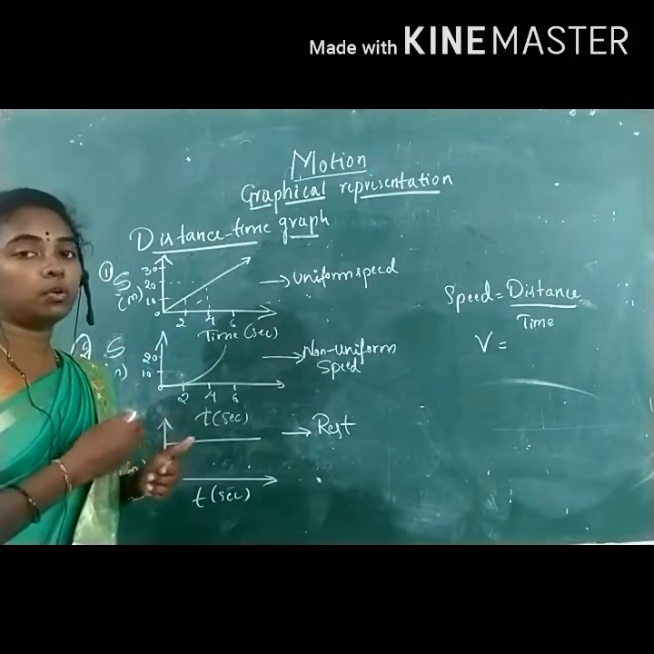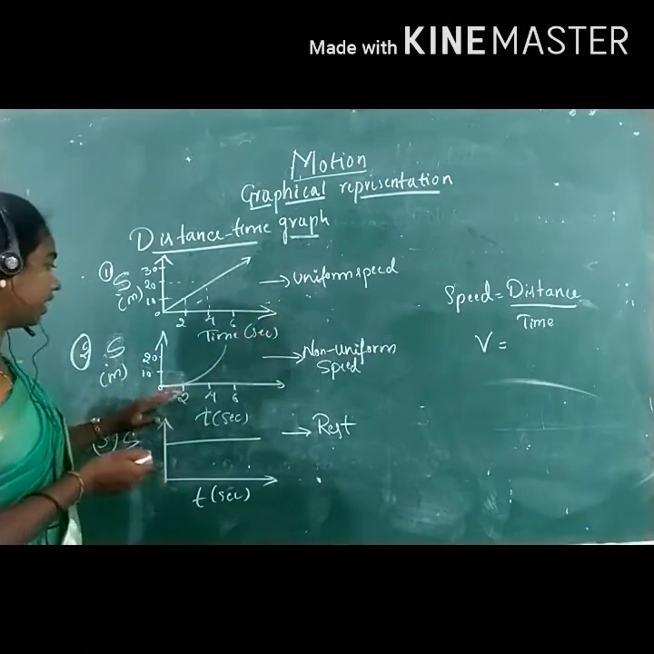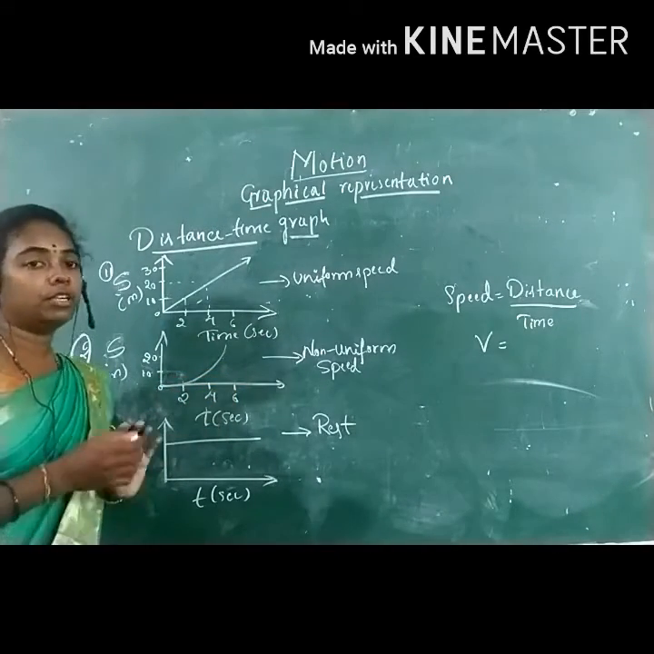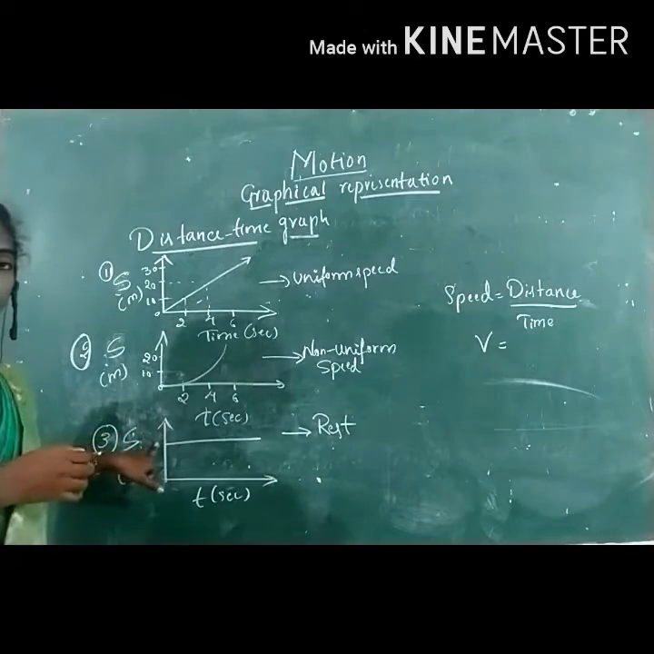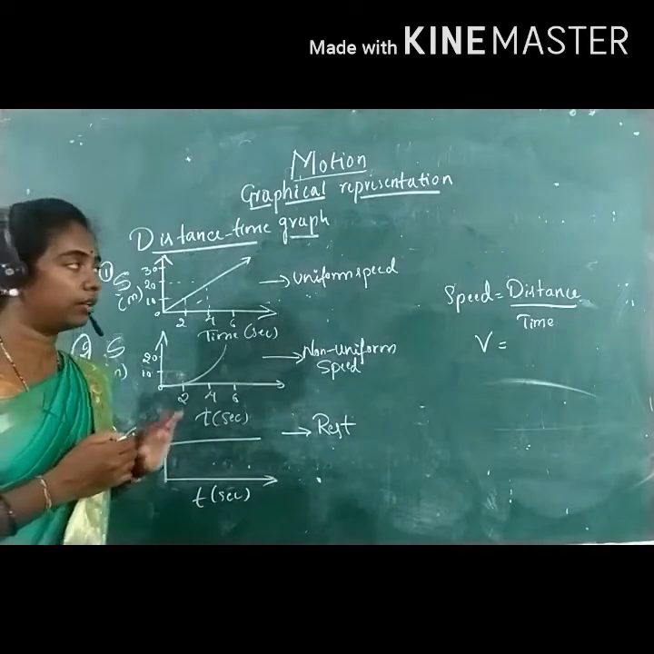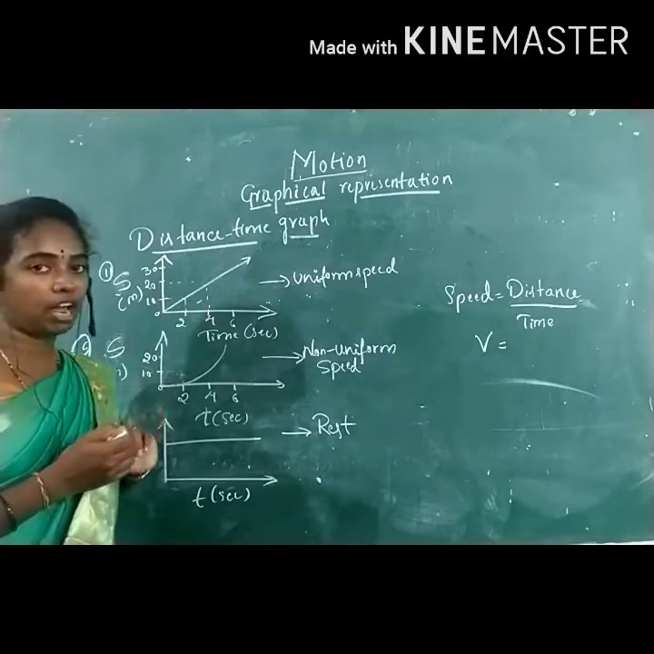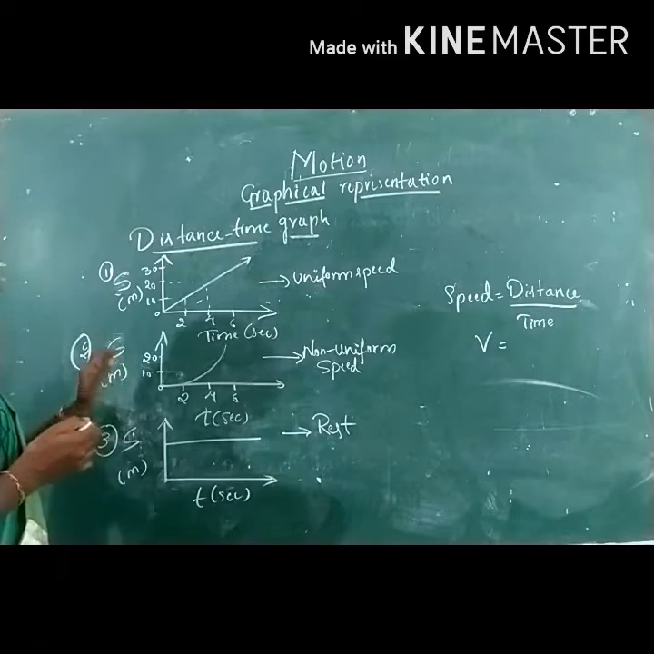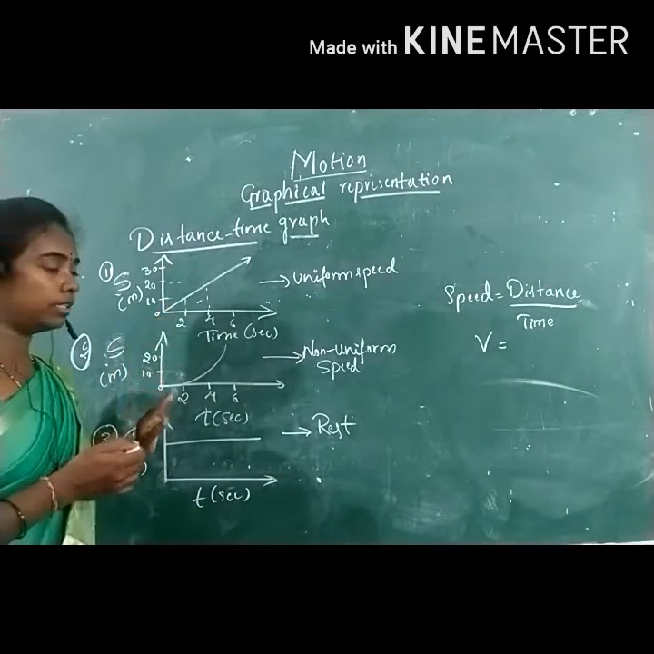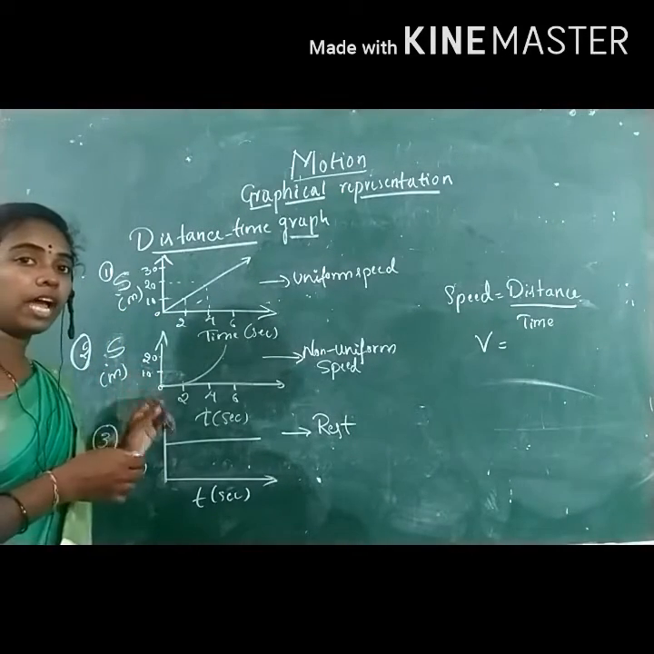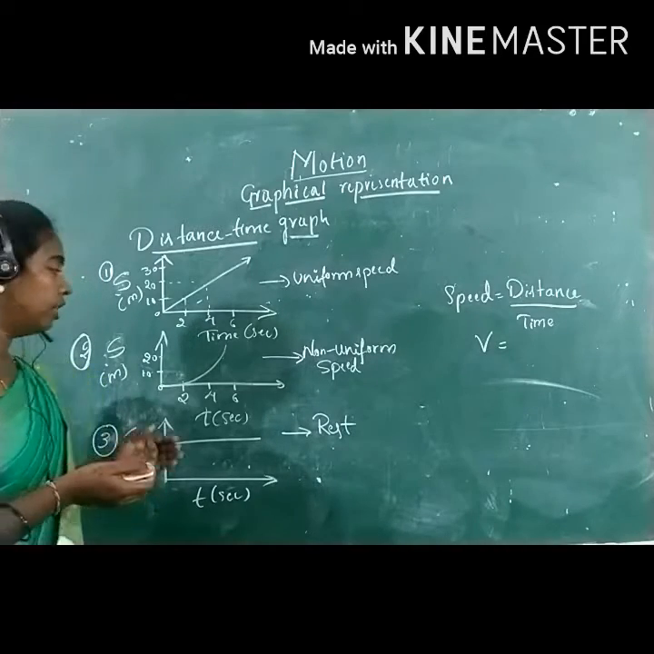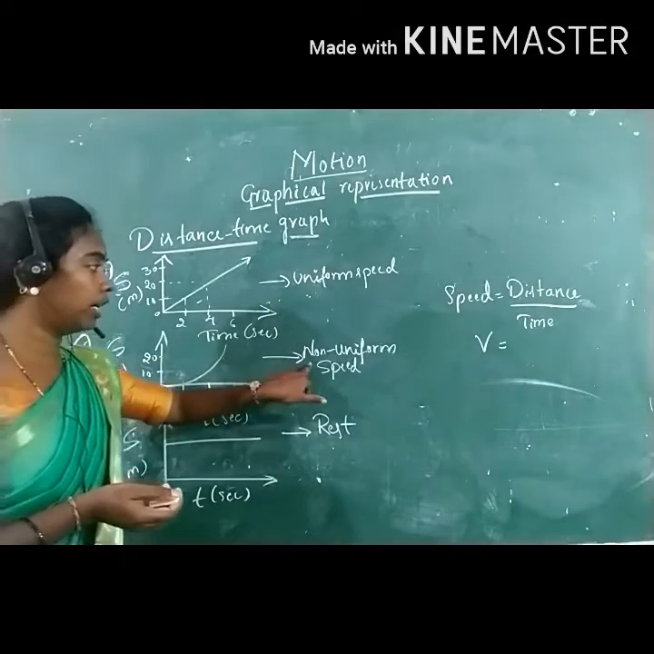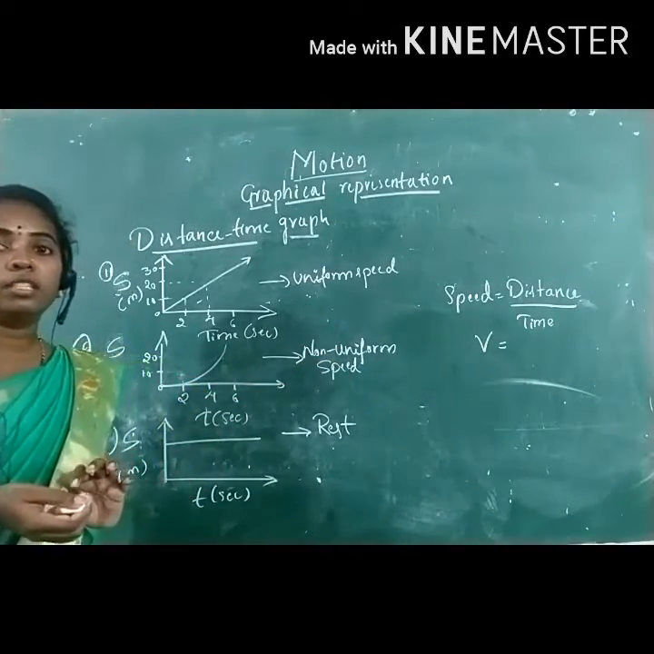The body covers equal distances in equal intervals of time. The second one is where the body covers unequal distances in equal intervals of time. And in the third one, the body is not moving at all, it is at rest. So these are the three distance time graphs. One thing you have to note is that in the second diagram, the body may cover unequal distances in equal intervals and also equal distances in unequal intervals. That is also considered non-uniform speed.